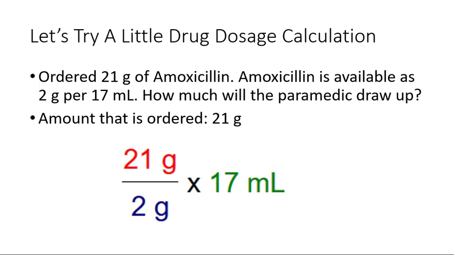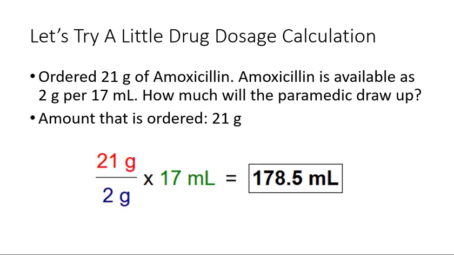So basically what we would see here is that here's our 21 grams that are ordered, and it comes packaged as 2 grams, and then we're going to multiply it by the volume of fluid that it comes in, okay? When we do the simple math, we simply divide 2 into 21, come up with that number, we multiply it by 17, and the answer is going to be 178.5 milliliters, and we're going to either round that up or round that down, okay? 178 or 179 milliliters is what we're going to need, okay?